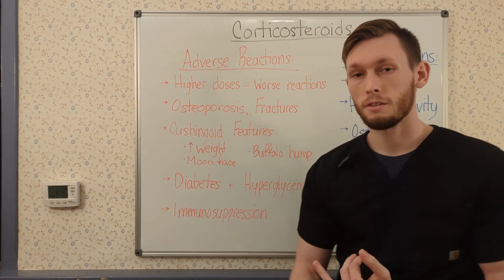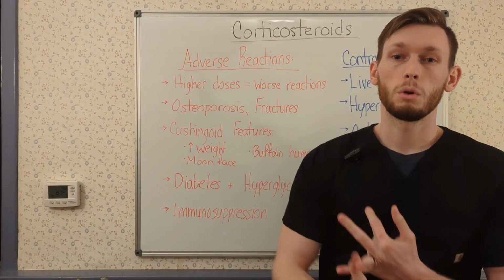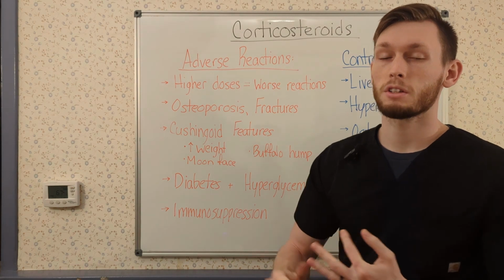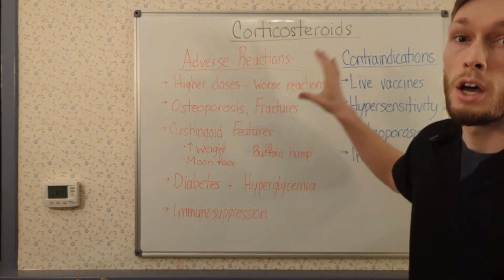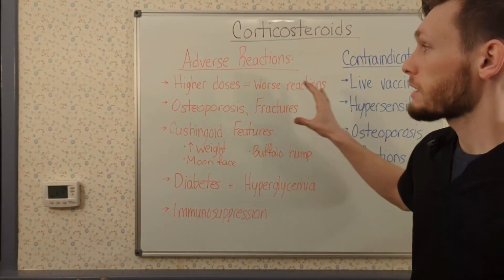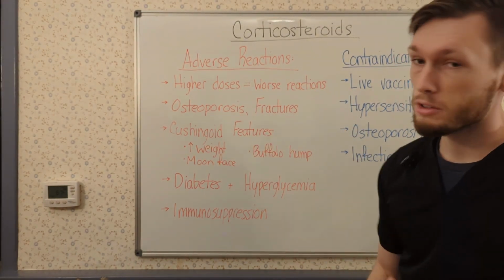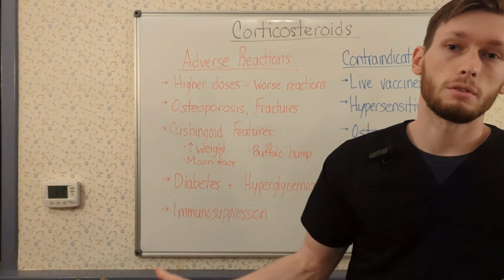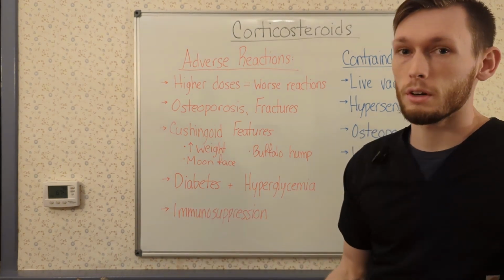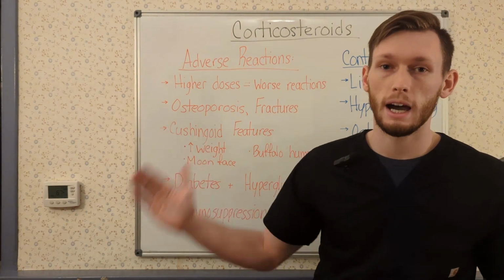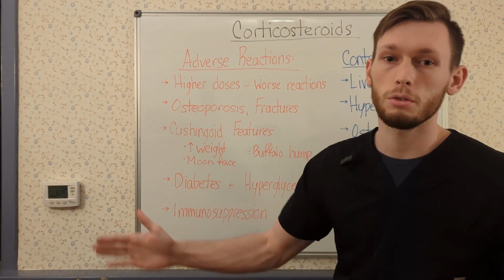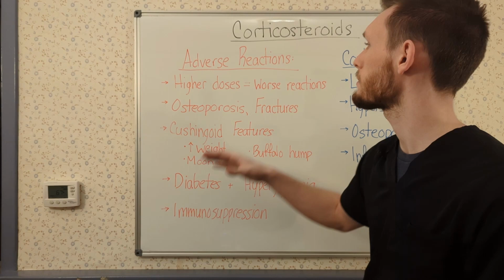So we've talked about how the drug works. We've talked about what we're going to use it for. Now let's talk about some of the adverse reactions or side effects of the drug. So corticosteroids. First off, the higher the dose, the worse the reaction is going to be. This is pretty much true of every med, but especially with corticosteroids, you're going to see worsening effects exponentially with how high the dose is. So double the dose, your effects are going to get a lot worse, right?